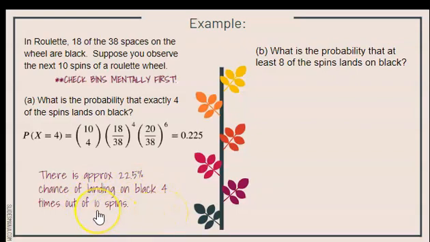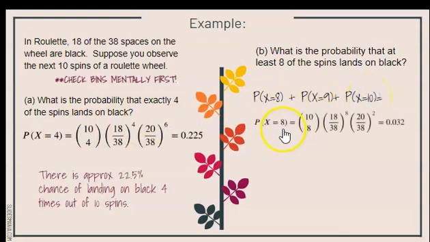So notice I did have to include how many trials I had here. And probability is an approximation. It's not exact. Keep that in mind. All right, let's look at B. What's the probability that at least 8 of the spins lands on black? Well, that could be 8, that could be 9, or that could be all 10, right? So I have to think through this equation 3 ways. I have to do it for 8, for 9, and for 10.